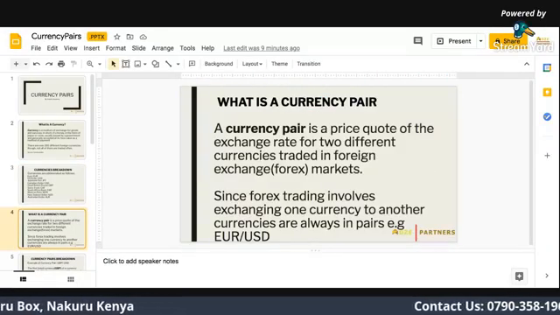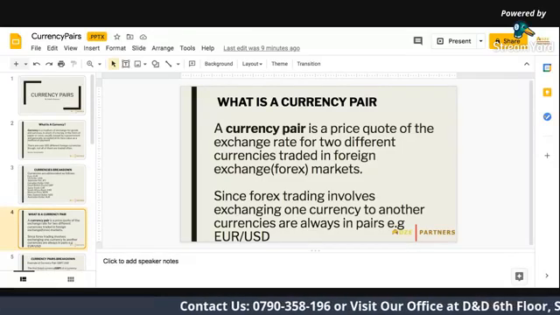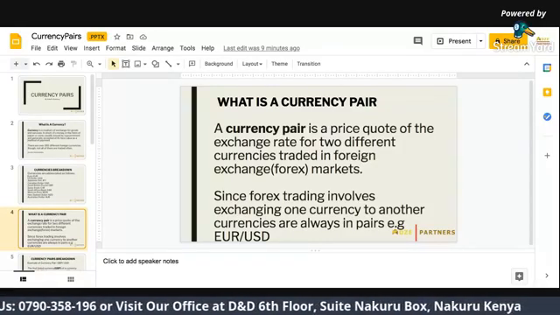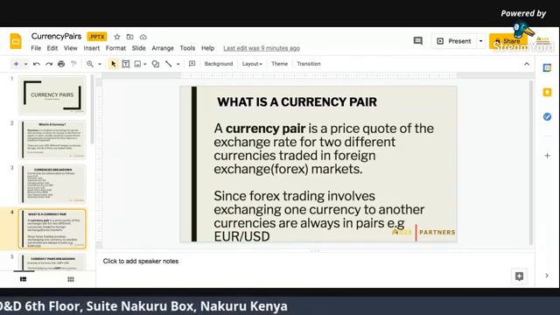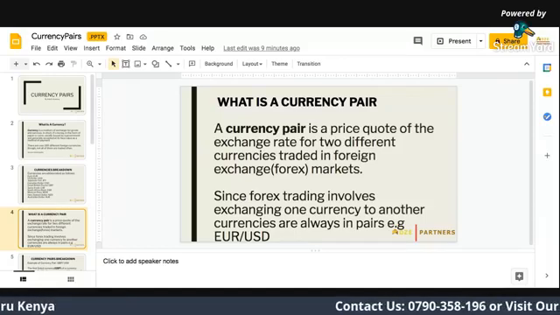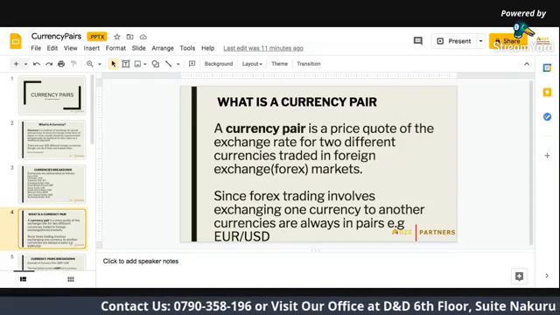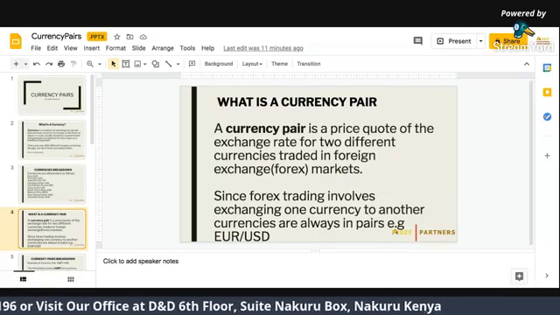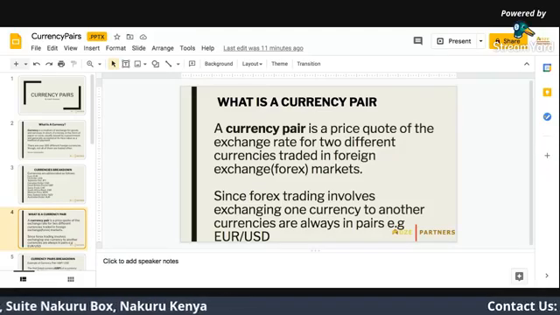Now, because we are trading one currency to another, these currencies have to be in pairs. So let's define a currency pair. A currency pair is a price quote of the exchange rate for two different countries' currencies traded in the FX market. So we have one currency that is being quoted against another currency. A good example is the US dollar being quoted against something like, let's say, the Kenya shilling.